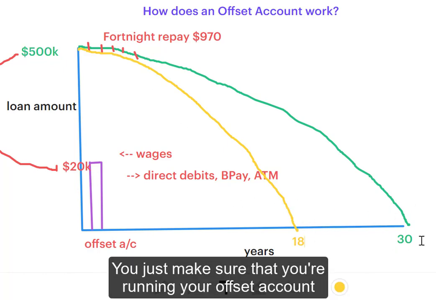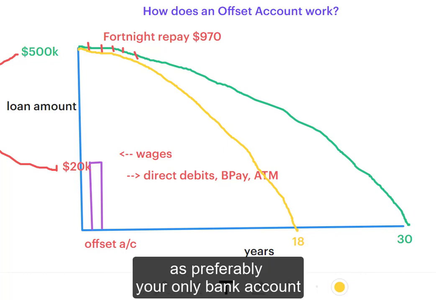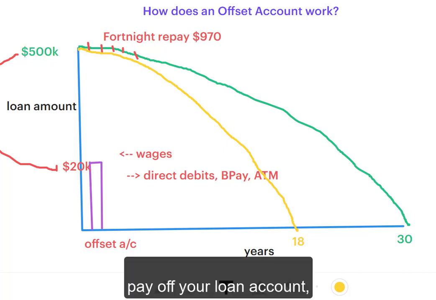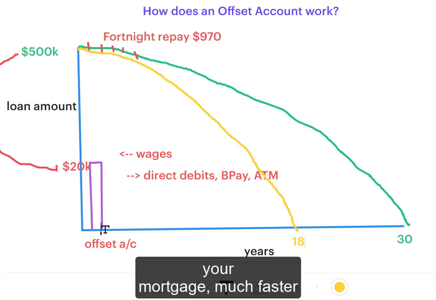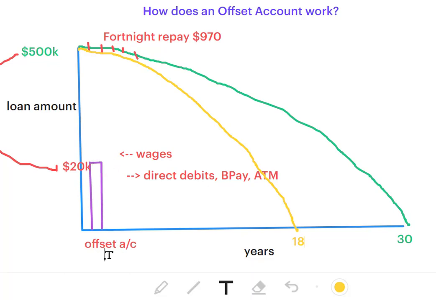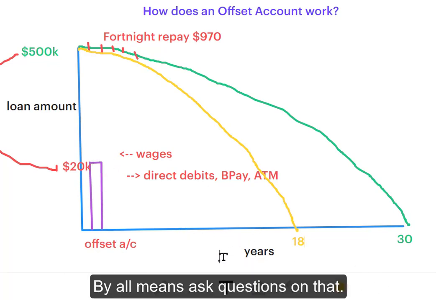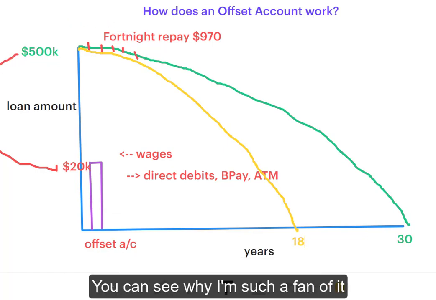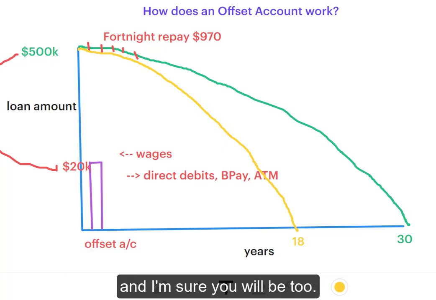You just make sure that you're running your offset account as, preferably, your only bank account to make it more efficient, and you will therefore pay off your loan amount, your mortgage amount, much quicker. So hopefully that makes sense to you. By all means, ask questions on that. But that's the real benefit of an offset account. You can see why I'm such a fan of it, and I'm sure you will be too.